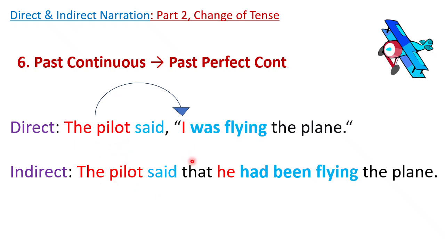No changes are there. This "that" is coming because we have removed the inverted commas, and then we are using he because I changes according to the subject outside. I is the first person, changed according to the subject outside. So it is now "he was flying." It is now "had been flying." Why? Because the rule is past continuous changes into past perfect continuous tense, and in past perfect we always use had, and then because it is perfect continuous we use been, and then flying. Three verbs we use: had been flying. What? The plane. So you can see that past continuous is changed to past perfect continuous tense.